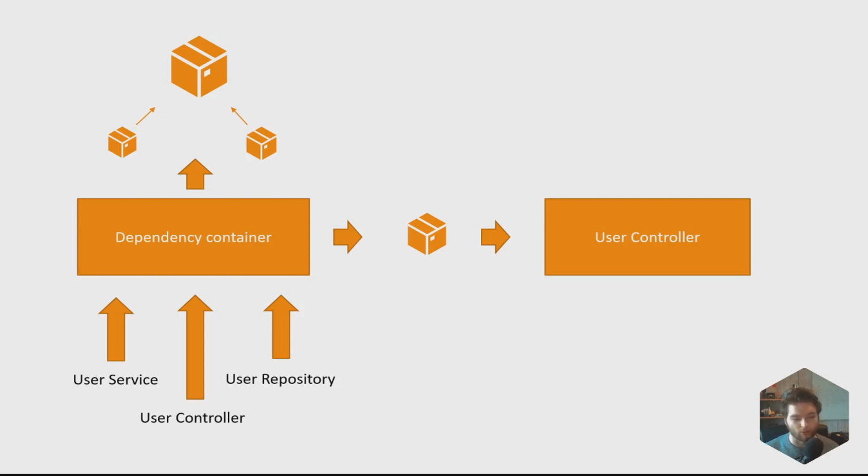It has a new user service, and this new user service has a new user repository. That's all done in the container. So the only thing we are doing is, hey, container.get user controller, we get this big package, and everything works. That's the gist of the dependency container.